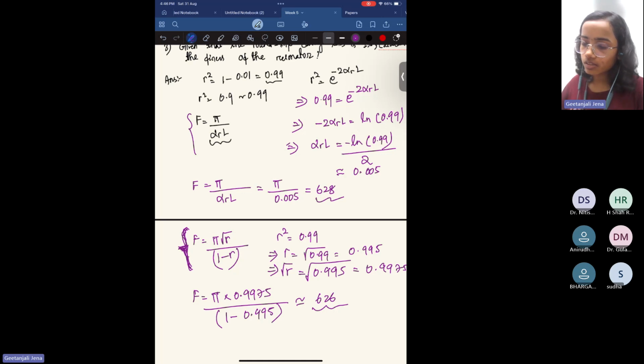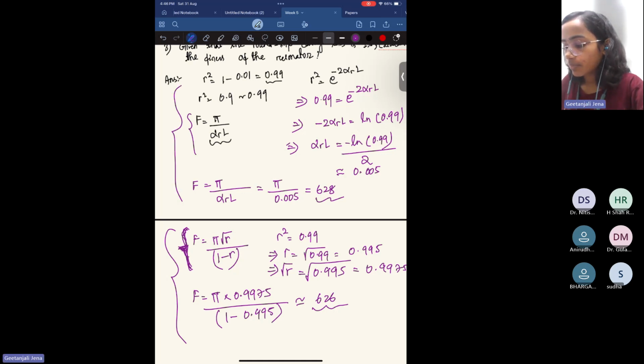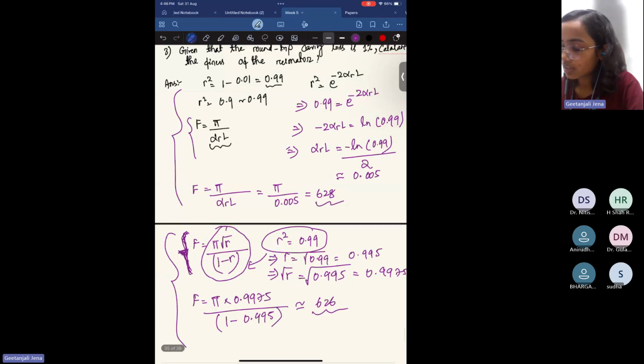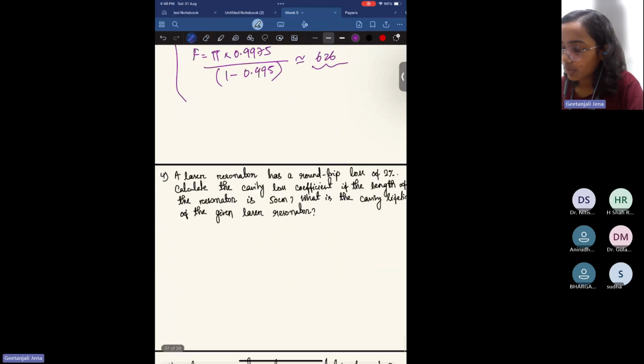For an exact answer, if there is a range given, then you can use this. If there is no range, then use the approximated formula. Okay. But make sure you are taking root R over 1 minus R properly. Don't put the value of R square in this equation. So this is about the fineness of the cavity. Now let us move to the next problem.